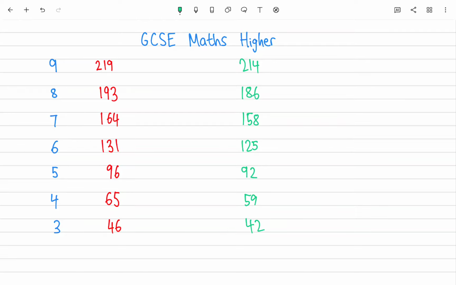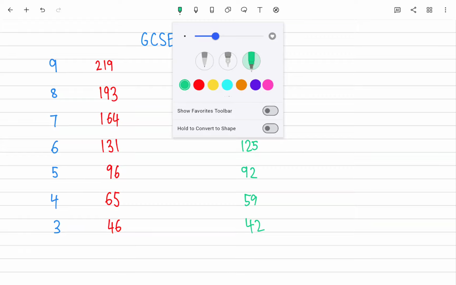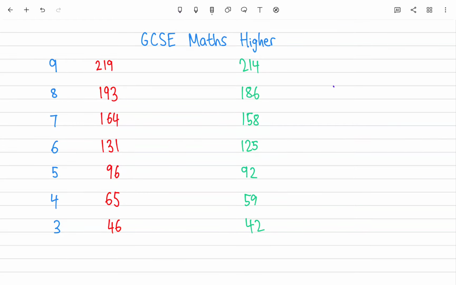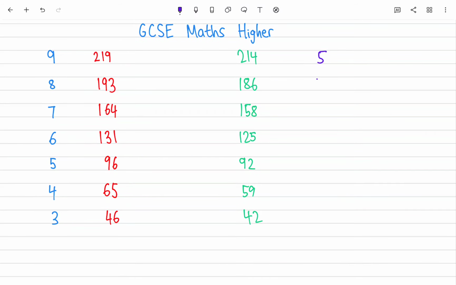What is the difference between each grade compared to previous years? Let's do this in purple. Let's start off with a grade 9. We're looking at 5 marks difference compared to last year. For grade 8, you're looking at around 7. By the way, this isn't accurate, it's just an estimate, okay? So it could be around these numbers.